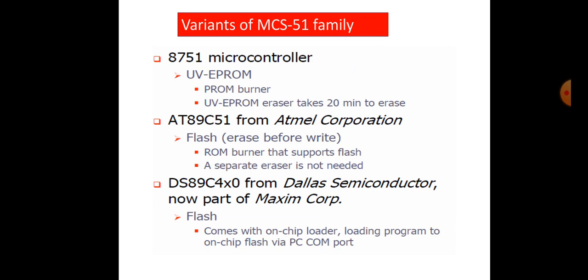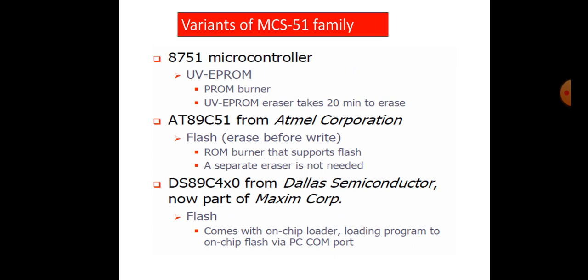Then we have the 89C51, which was developed by Atmel Corporation and consists of flash memory. Before writing anything, there is no need of any specialized gadgets or exposing it to UV. Before writing anything into the memory, the content of the memory is first automatically erased and then it can be written. That is flash, erase before write. A separate eraser is not needed. No special programmers are required. In the system itself, it can be programmed.